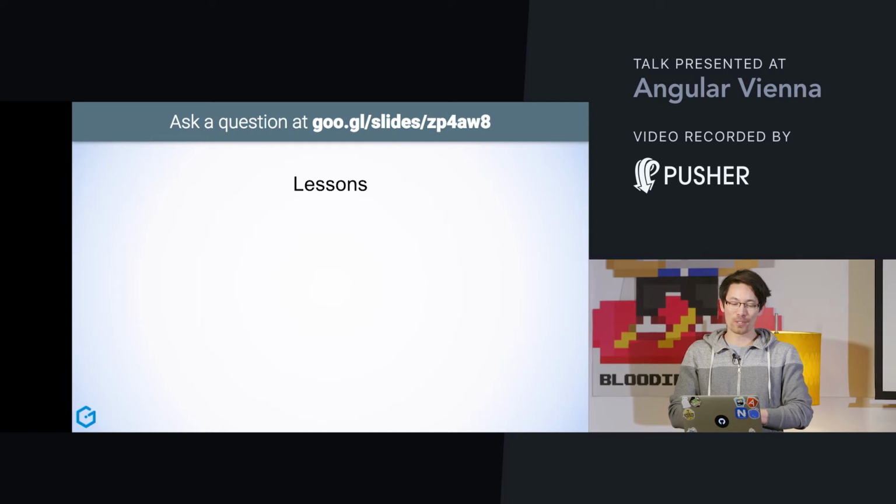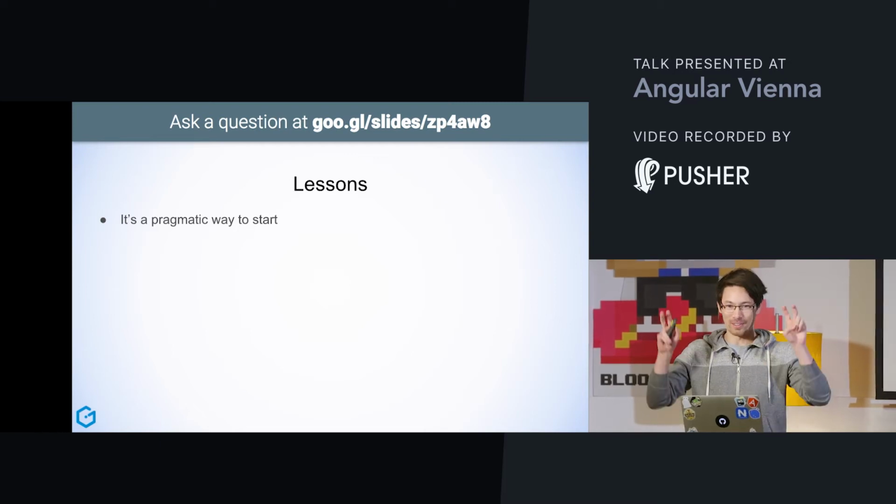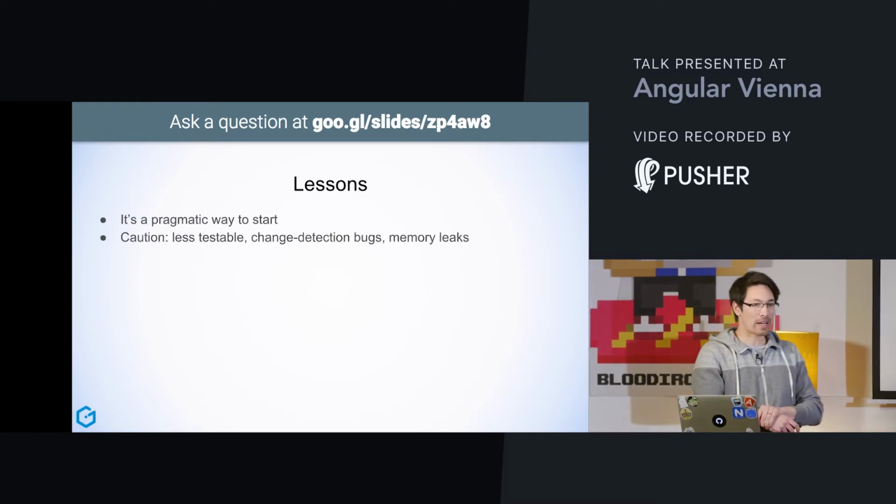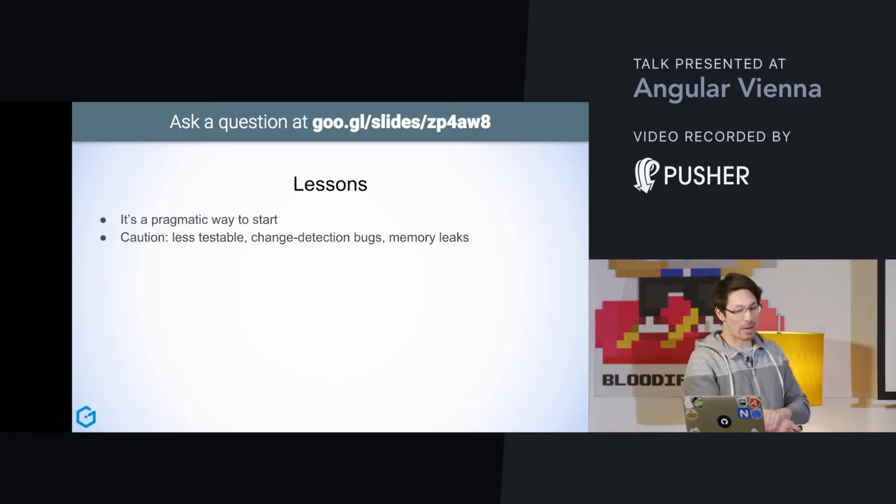So a few notes on that whole process. It's a pragmatic way to start. It worked, it got the job done. So there is value in this. You know, in real life software development, you cannot always do the right way all the time. You have to take into consideration deadlines and so on. So in this case, it worked out quite well. However, it did make everything less testable and more error prone.